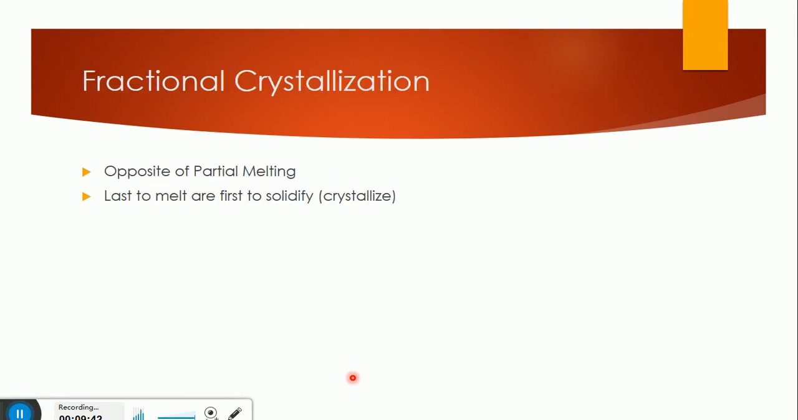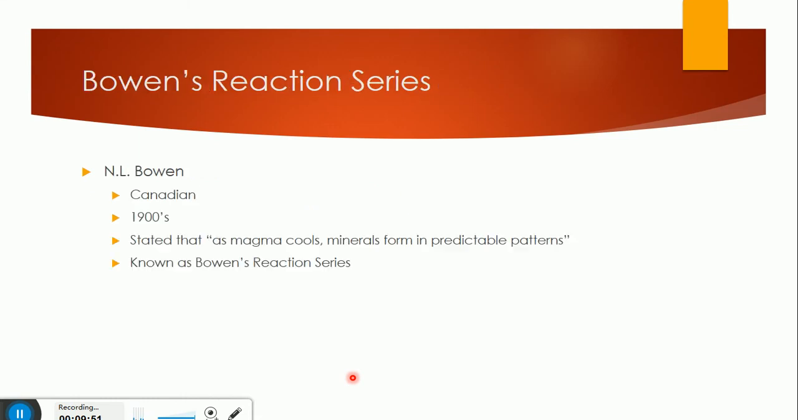Fractional crystallization is the opposite of partial melting: the last to melt are the first to solidify, that is, to crystallize. Partial melting and fractional crystallization we will see in a later lecture video, and this is the introduction part for your information only.